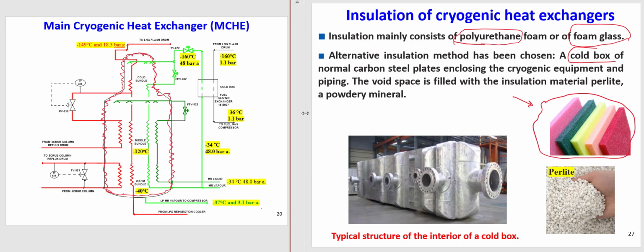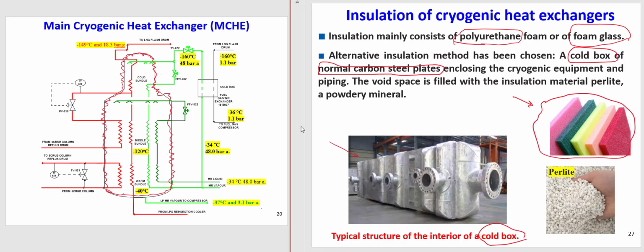An alternative isolation is that we use a cold box. This cold box is different from the other cold box that you see here, which is really a heat exchanger. Another alternative instead of using foam is using such a cold box, made of normal carbon steel plates, and it keeps the cryogenic equipment and piping. We put all this piping and cryogenic equipment in the cold box. This is not exactly what they use in LNG. It's just one example of a cold box.